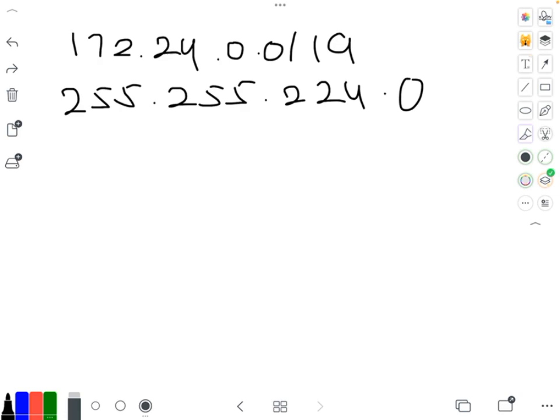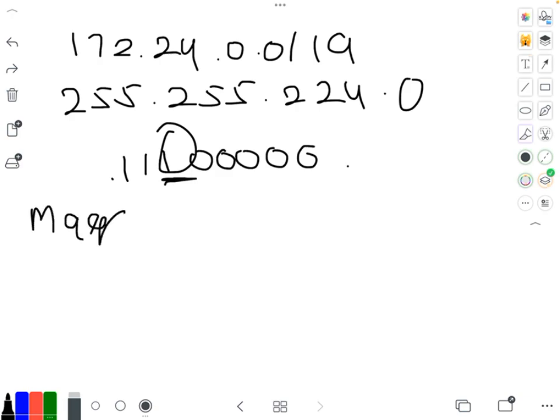And our magic number, right? In the octet where we turned off the 5 bits, it looked like this, right? So in the octet right here, as you can see, we are on the 32 bit, so our magic number is 32. Our network is going to increment by 32. So let's get our subnets.